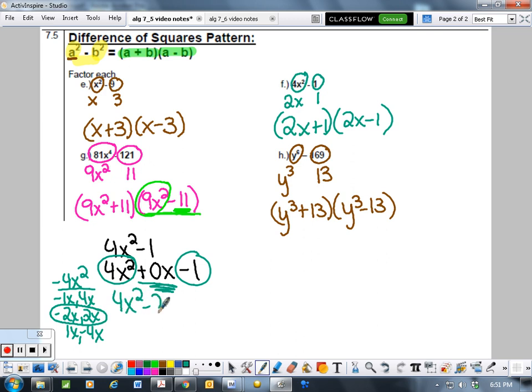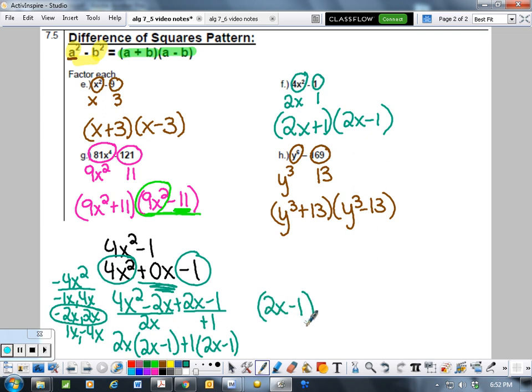So this becomes 4x squared minus 2x plus 2x minus 1. I pull out my common factor. So this becomes 2x times 2x minus 1. Then I pull out that 1, and that leaves me with 2x minus 1. Since they both have a 2x minus 1 in common, I factor that out, leaving me with a 2x plus 1, which perfectly matches this answer up here. So again, you can go through all of this, but these are shortcuts that we want you to be able to use to help you save time.